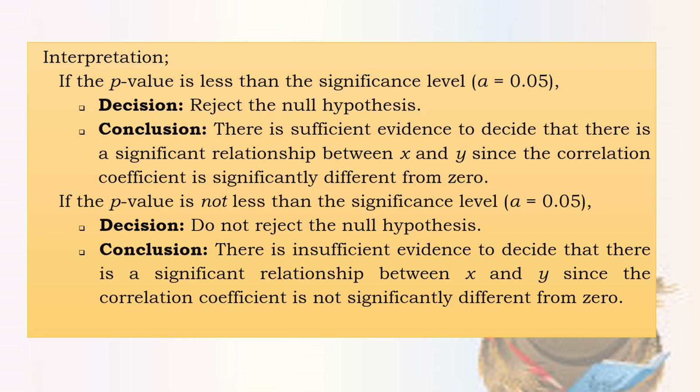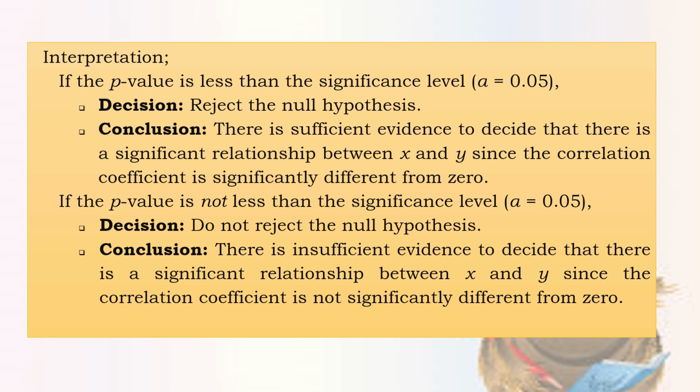This is the interpretation for p-values. If the p-value is less than the significance level of 0.05, then the decision is to reject the null hypothesis. If it is rejected, the conclusion will be there is sufficient evidence to decide that there is a significant relationship between x and y, since the correlation coefficient is significantly different from 0. So that is what you will copy.